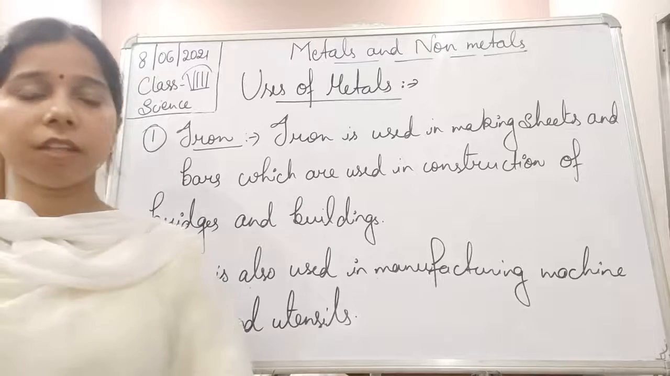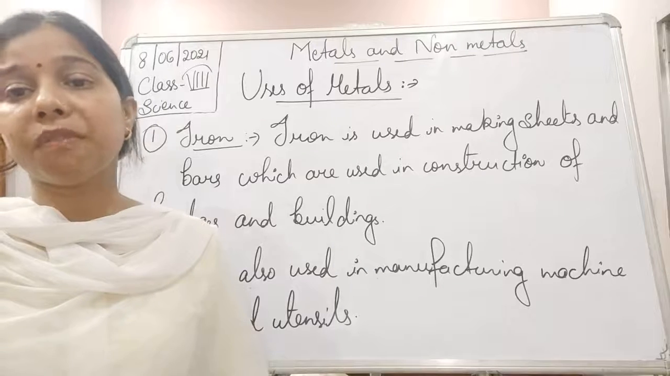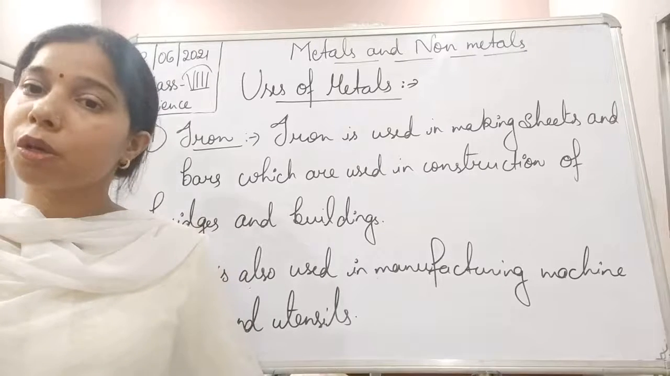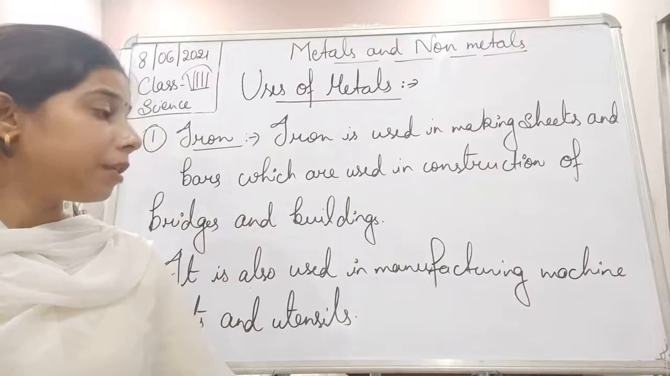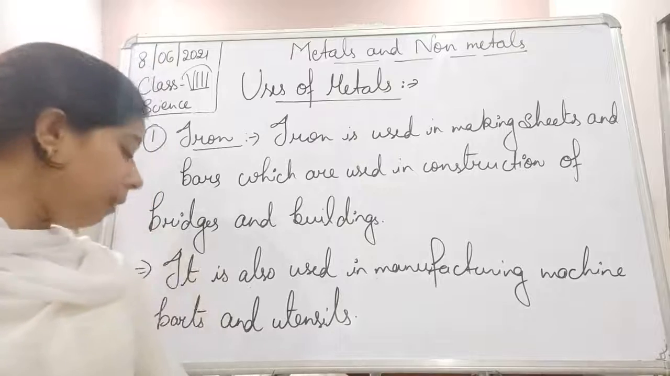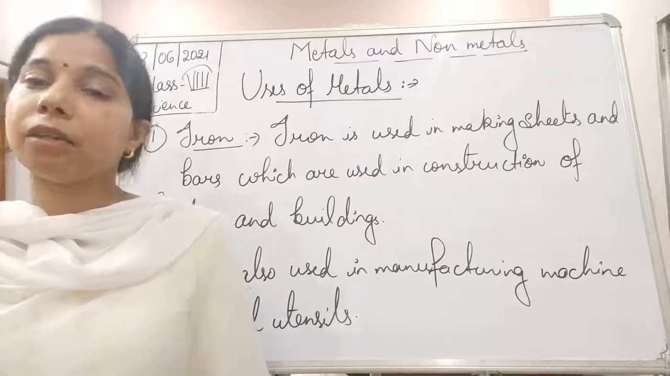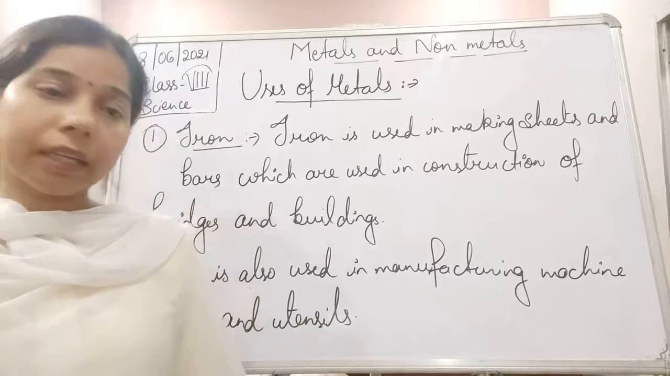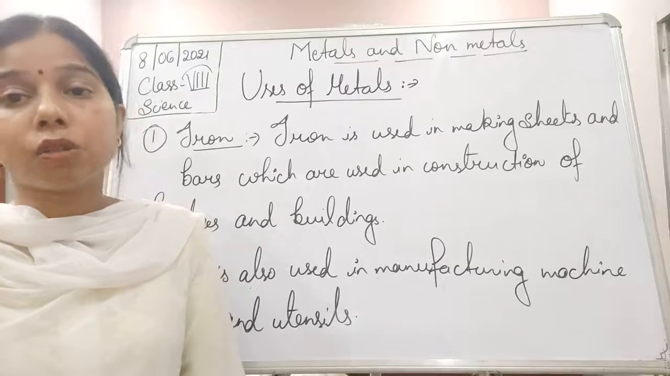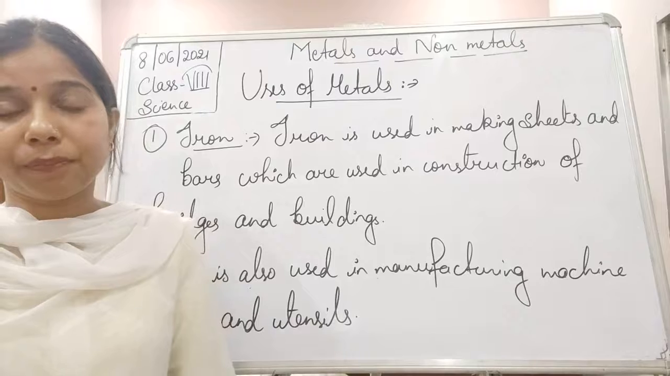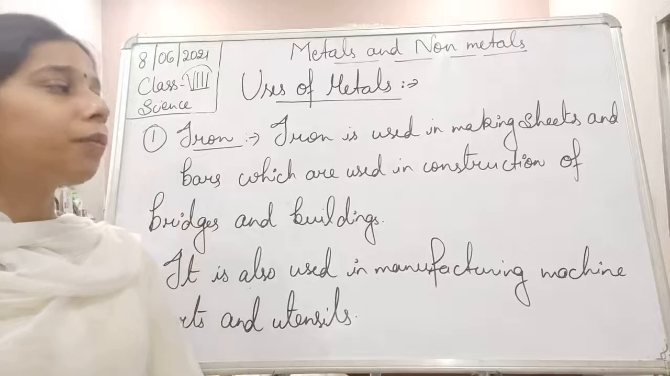You see, there are different machines, and all the machines' parts are made up of iron. The reason is its strength. So we can say that it is also used for manufacturing machine parts. A lot of different utensils are also made up of iron. So machine parts as well as utensils are made up of iron. These are the different uses, students. Although there are a lot, the common ones are these.